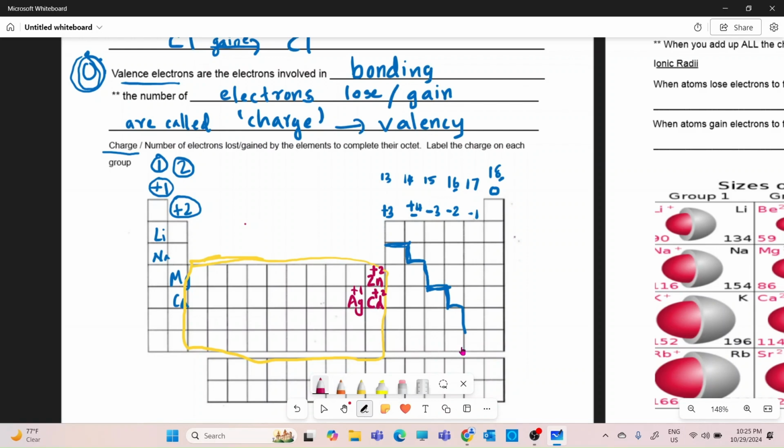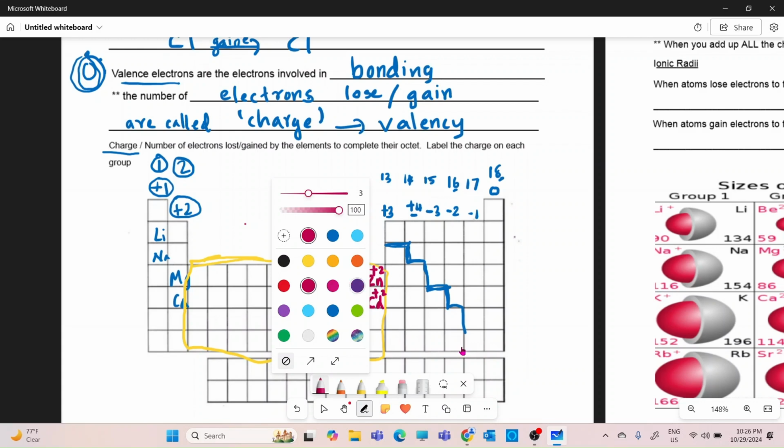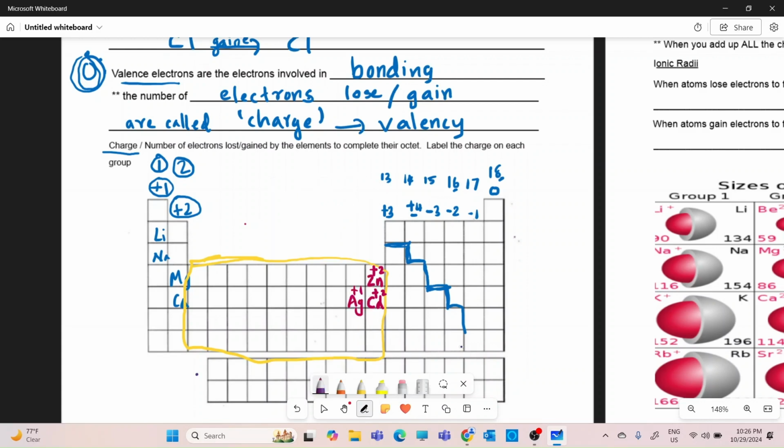All other elements except these 3 are showing multiple charges, so you don't need to memorize them. We will learn a method to calculate their charges. They are showing multiple charges.